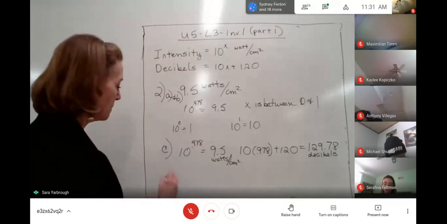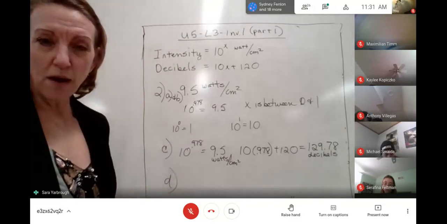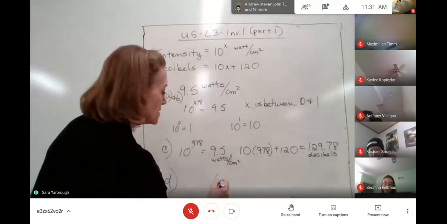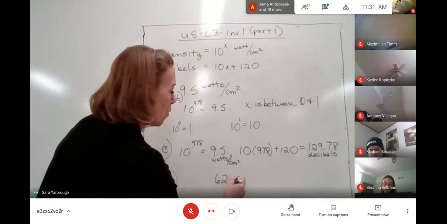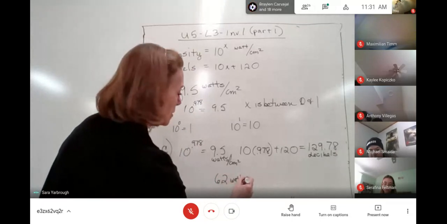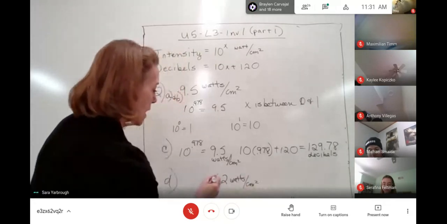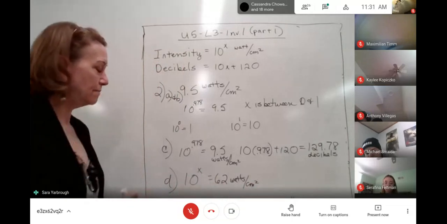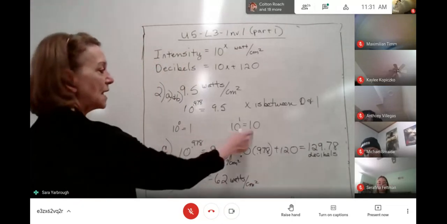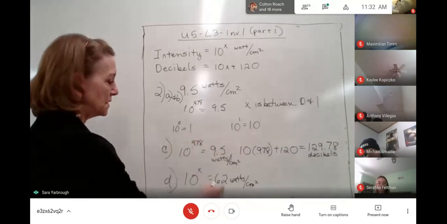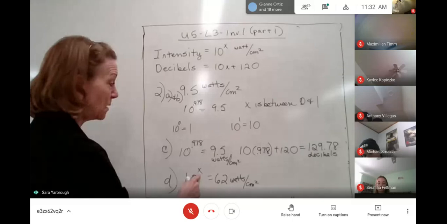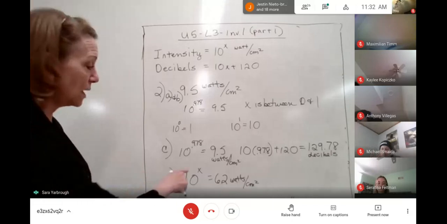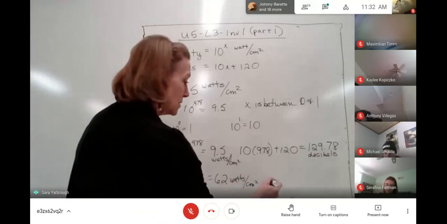Okay, let's try this one more time. A TV that you have on really loudly has an intensity of 6.2 watts per centimeter squared. Figure out how you could express this number as a power of 10. 6.2 is between 1 and 10, so its exponent is going to be between 0 and 1. So play with the numbers, see if you can come up with the exponent, and then calculate its decibels.